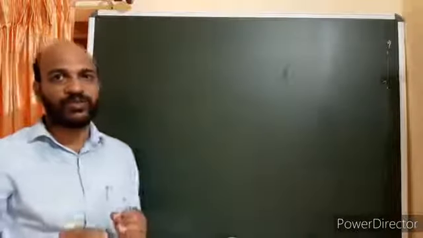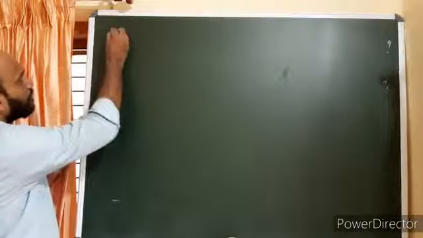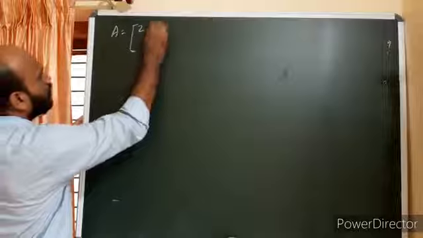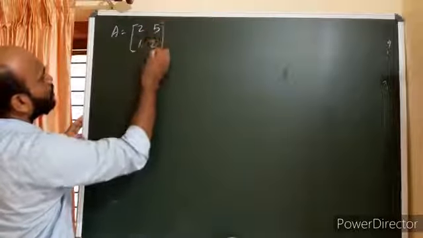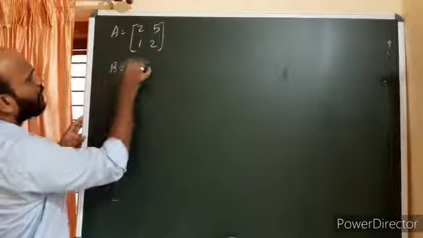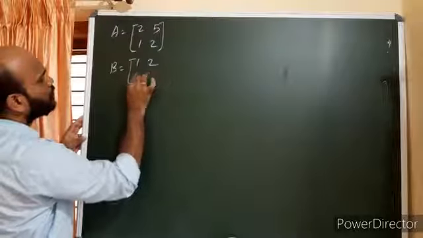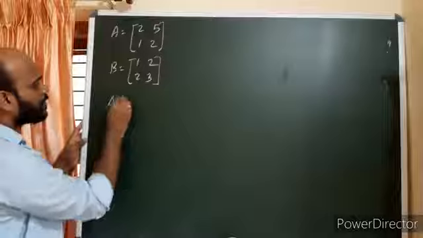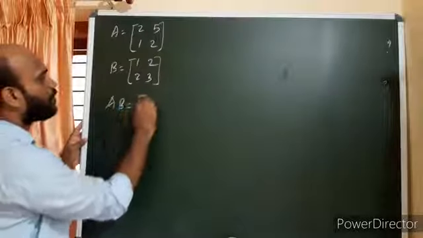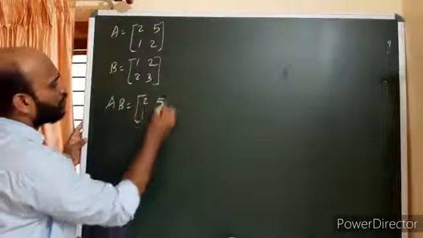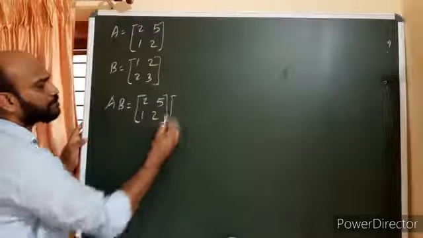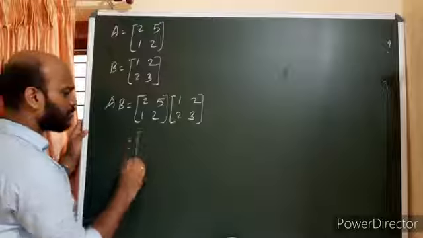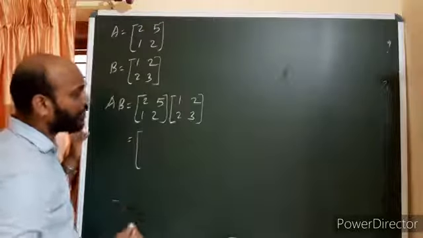Okay. Now consider one matrix A. A equal to 2, 5, 1, 2. And B equal to 1, 2, 2, 3. Just find AB. What is AB? AB equal to 2, 5, 1, 2 into 1, 2, 2, 3. So, what will you get? You will get a 2 by 2 matrix.